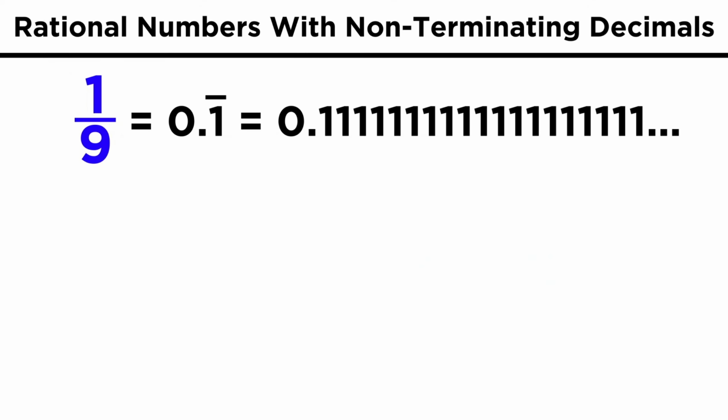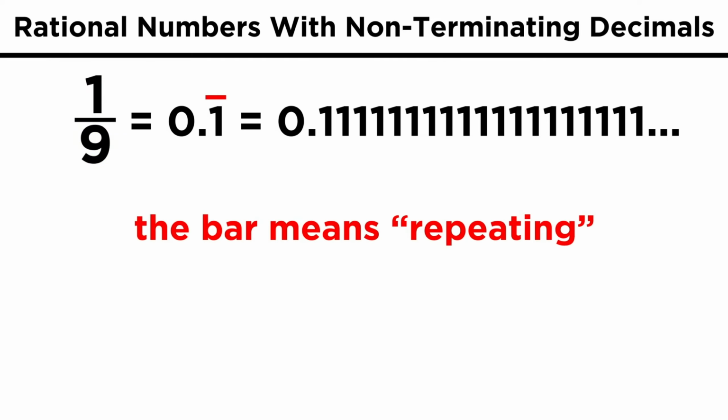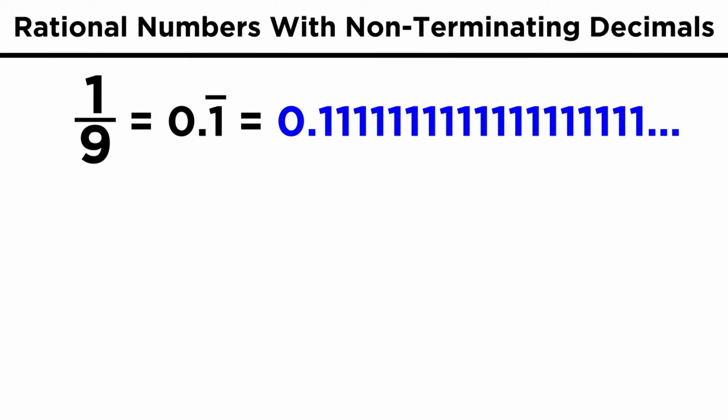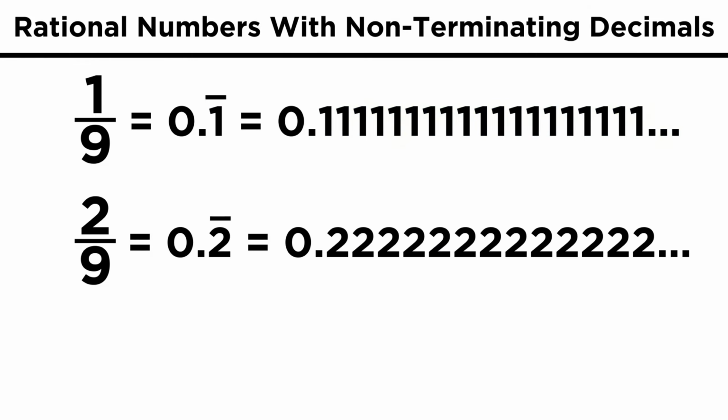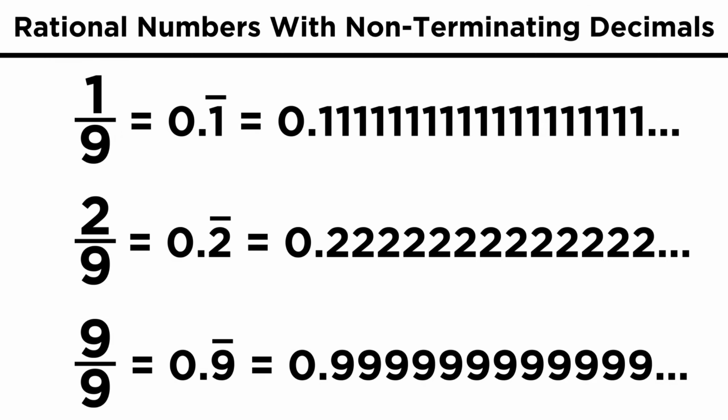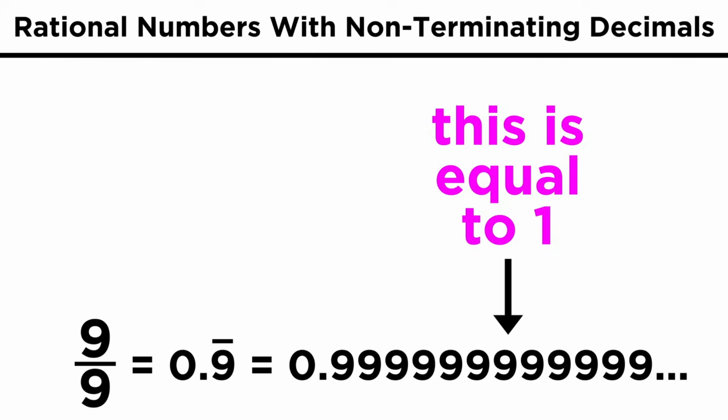Another example would be 1/9, or 0.1 repeating. That's what this little bar means. Whatever is under the bar repeats forever. In this case, just the number 1. 2/9 is equal to 0.2 repeating. And this continues all the way up to 9/9. That would be 0.9 repeating. And this is absolutely equivalent to 1.